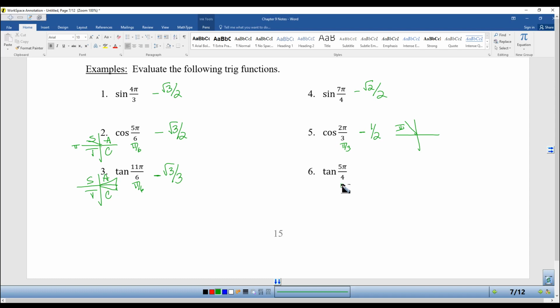Tangent of 5 pi fourths. Reference angle is pi fourths. I look on my chart, tangent of pi fourths is 1, but I still have to determine the sign. 5 pi fourths is over here in quadrant 3, and according to my forecast, tangent is positive in quadrant 3, so it's positive 1.